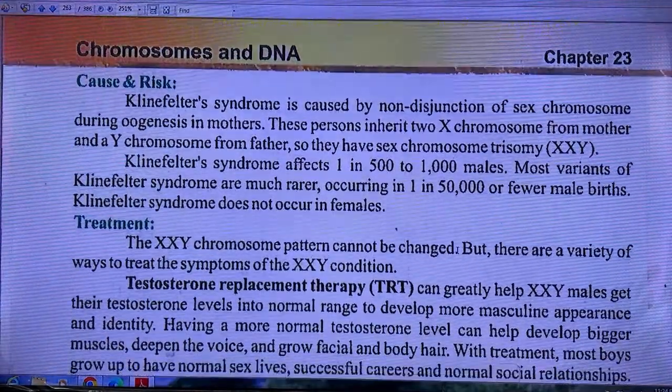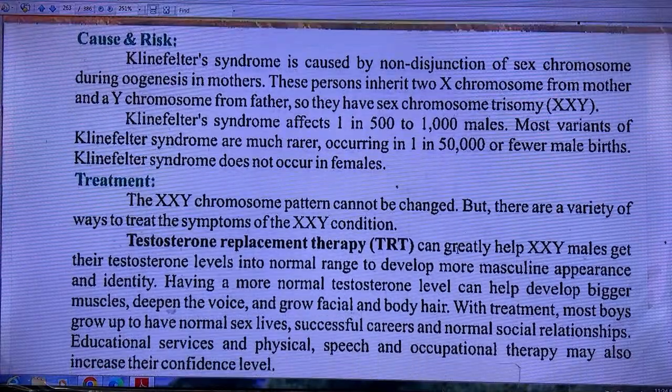Cause and risk. Klinefelter syndrome is caused by non-disjunction of sex chromosomes. During oogenesis in the mother, these persons inherit two X chromosomes from the mother and a Y chromosome from the father. So they have sex chromosome trisomy XXY. Klinefelter syndrome occurs in about 1 in 500 to 1000 males. Most variants of Klinefelter syndrome are much rarer, occurring in 1 in 50,000 or fewer male births. Klinefelter syndrome does not occur in females.